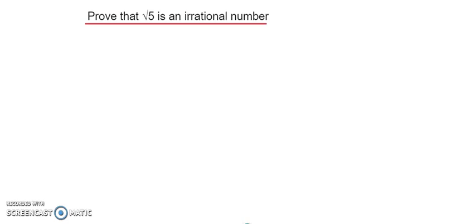Hello everyone, today we'll learn how to prove root 5 is an irrational number. Since "root 5 is an irrational number" is a true statement, we'll prove it by using the hypothesis method. That is, we'll assume that it is a rational number. So let's start. Let us assume that root 5 is rational.